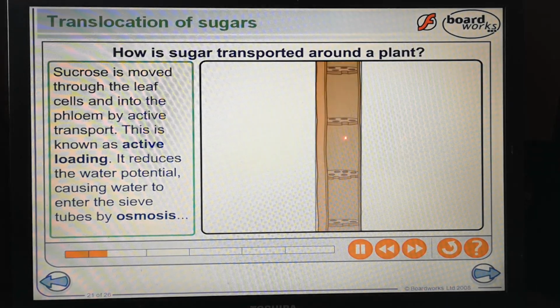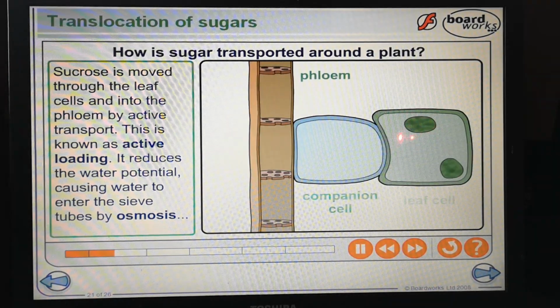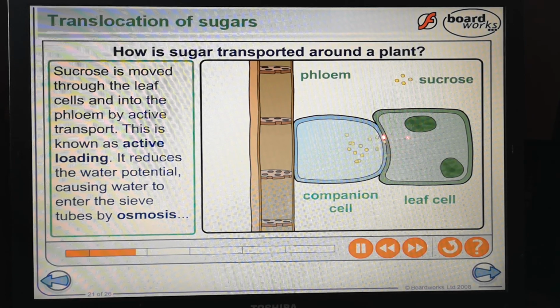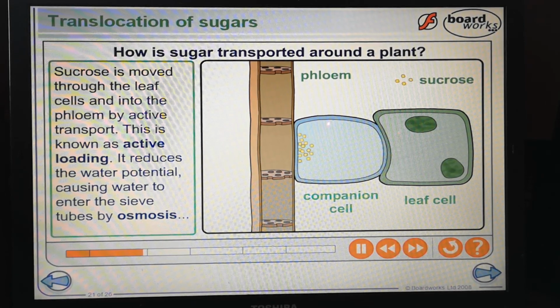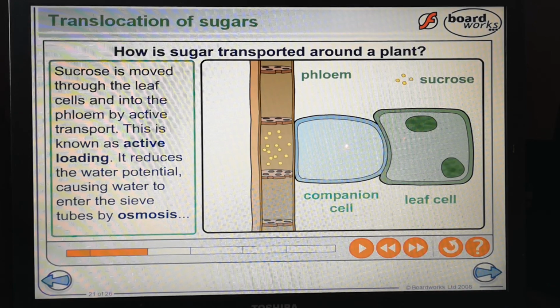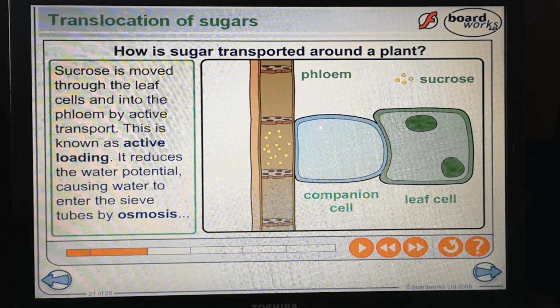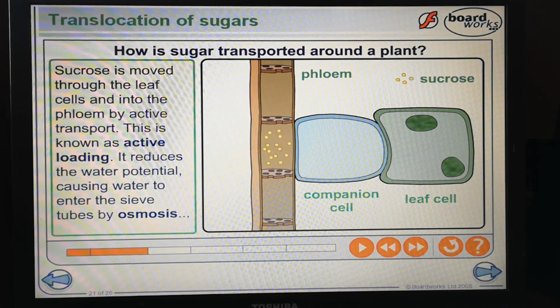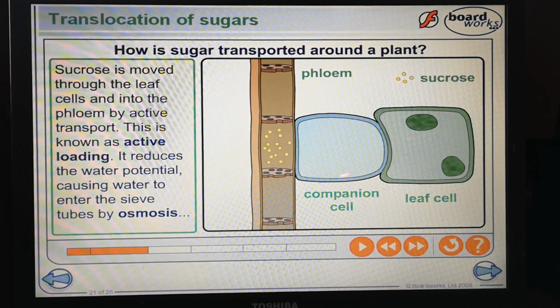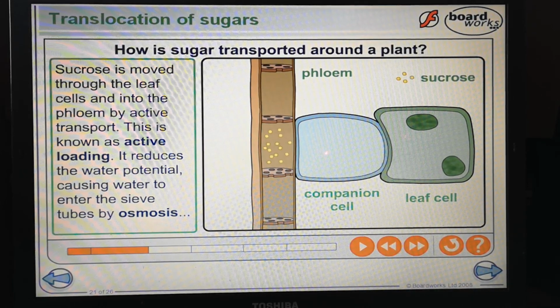So let's have a look at the cross section. What we've got here is our leaf cell. So again, we can see that our glucose is being made, converted into sucrose. That then gets moved into a companion cell. A companion cell contains a lot of mitochondria. That mitochondria will release energy, and that energy will be used to actively load the sucrose into the phloem. Now, I use the word active, which means that energy is required, and that's why you'll find a lot of mitochondria in this companion cell.